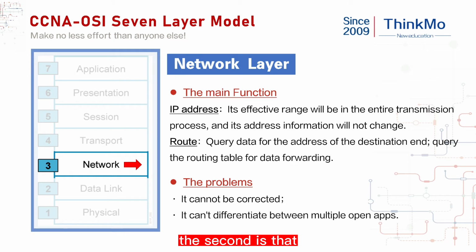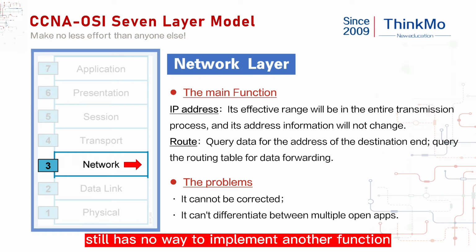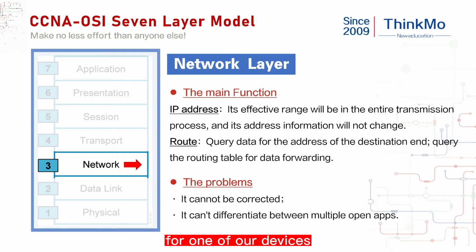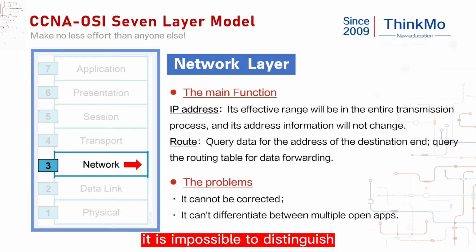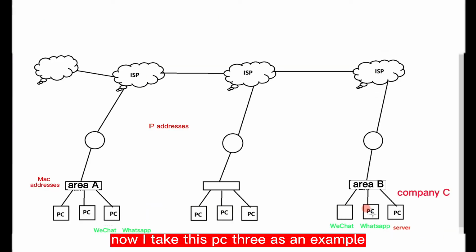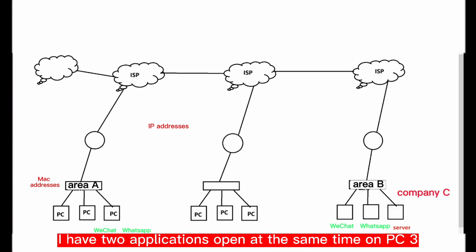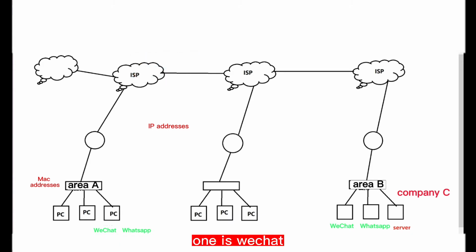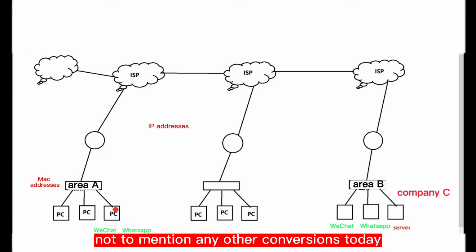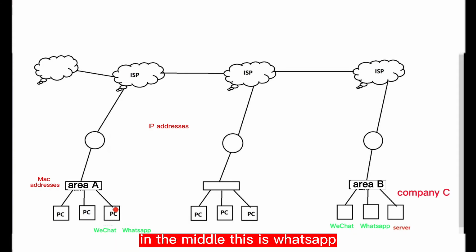The second thing the network layer still has no way to implement is this: if I'm opening multiple apps on one device, it is impossible to distinguish them. For example, take this PC3. I have 2 applications open at the same time on PC3: one is WeChat, and one is WhatsApp. Suppose I have a unique IP address, not to mention any other conversions today. Suppose I now have some corresponding servers on the right. On the far left is the WeChat server, and in the middle is WhatsApp.